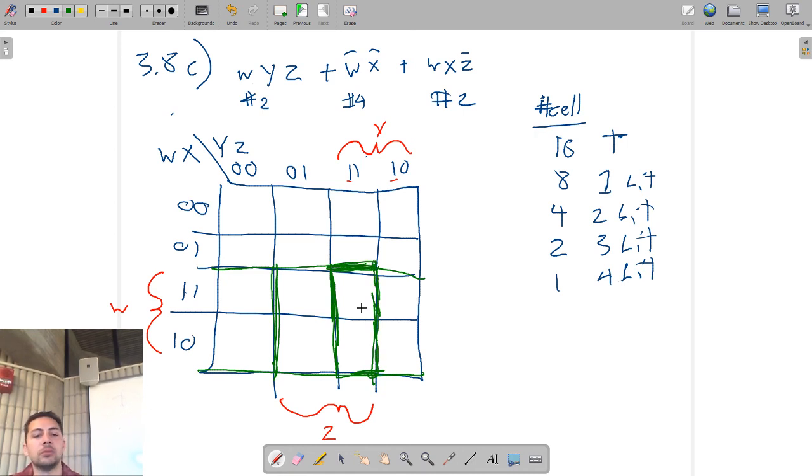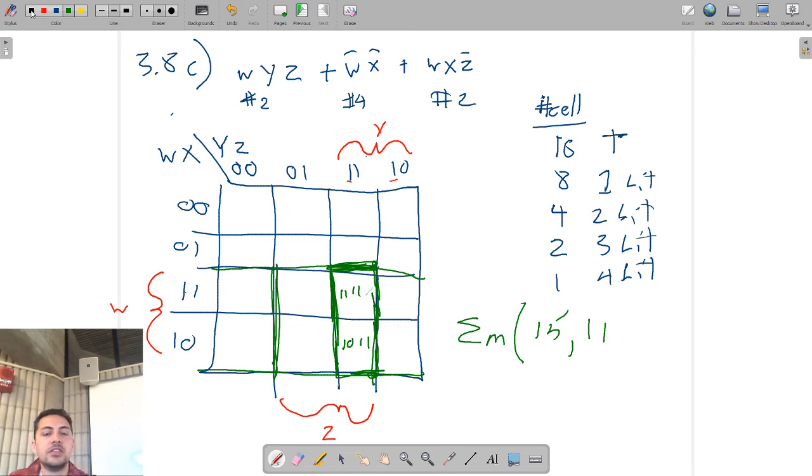So what are the min terms associated with these 2 cells? If I was writing sum of min terms, what is this cell here? It's 15. The only way to do it is just read off. 1, 1, 1, 1. That's 15. What about this cell down here? 1, 0, 1, 1. That's 11. 8 plus 2 is 10 plus 1 is 11. So there's the first term, and it's got 2 cells in it.